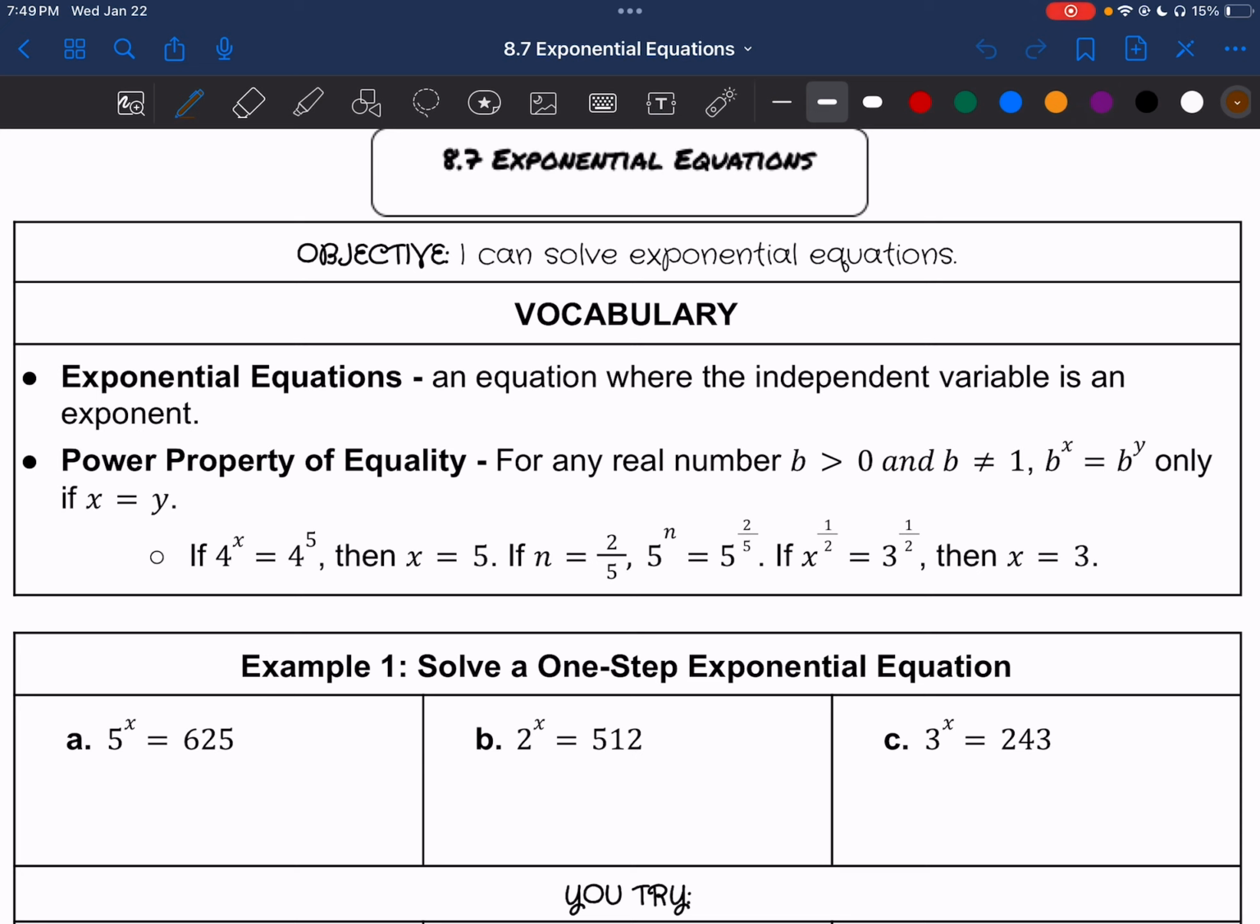Our vocabulary: what is an exponential equation? It's an equation where the independent variable is an exponent. So the variable that you are in control of is the exponent.